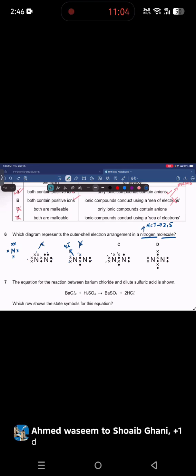So you have two pairs of electrons here. A is not correct. Then you have one, two, three, and two pairs of electrons, one, two, three, four total. Each has four electrons total, so B is not correct here. Then you have 1, 2, 3, 4, 5, but there is no triple bond here. So obviously D is the correct answer. Each atom has one lone pair of electrons and each atom is bonded with three electrons, meaning a triple bond is formed here. So D is the correct answer here.